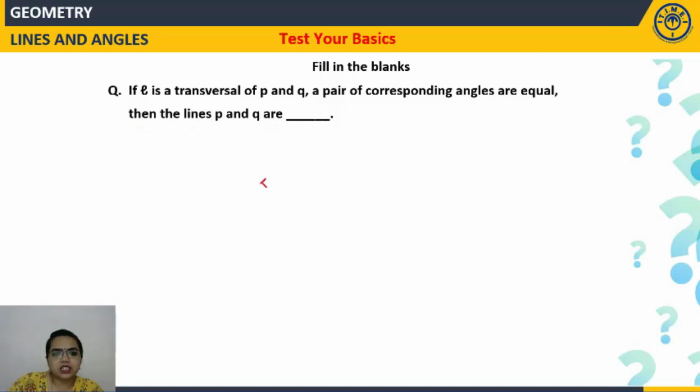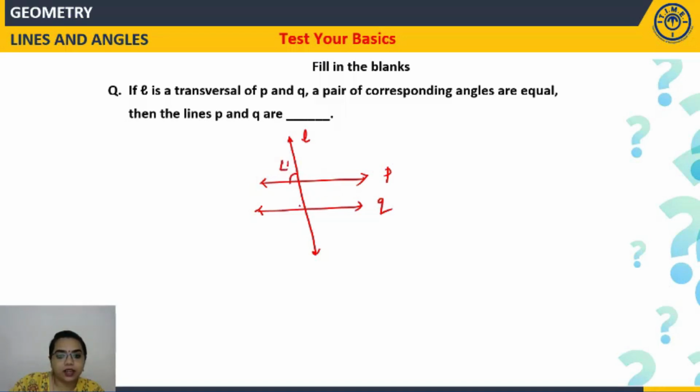Let us first consider a pair of lines P and Q. There is another transversal. This is L. L is the transversal of P and Q. It is given that a pair of corresponding angles are equal. Let us take this as angle 1. The corresponding angle to angle 1 is this one, which is angle 2. It is given that angle 1 is equal to angle 2. Now, what can we say about these two lines?